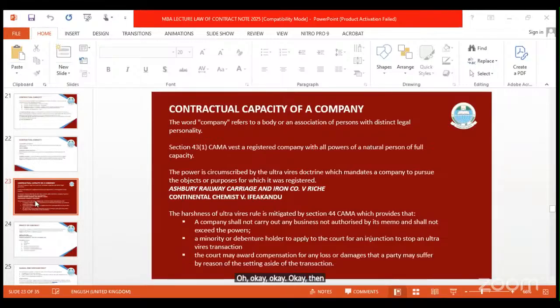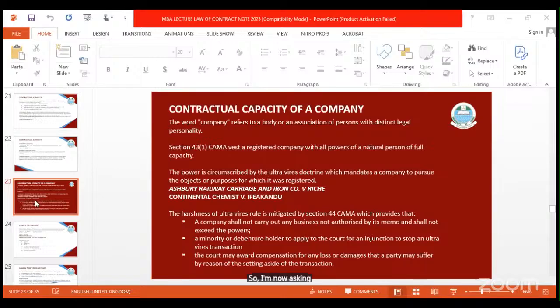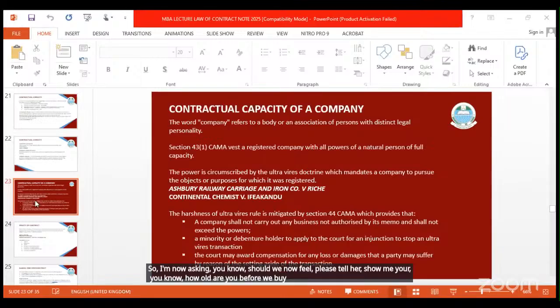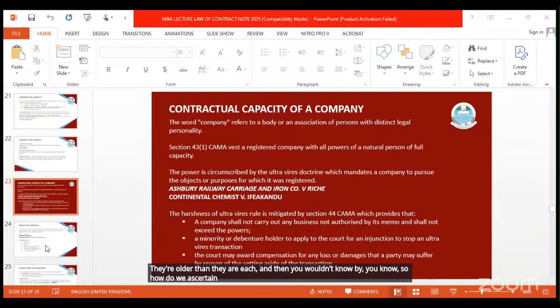Then the second question is, you made mention that when you go to a supermarket to buy something, we should be careful so that we are not dealing with a minor, because it's like a contract. So I'm now asking, should we say, please show me, how old are you before we buy? Because some people look older than their age, so how do we ascertain before we make the contract?